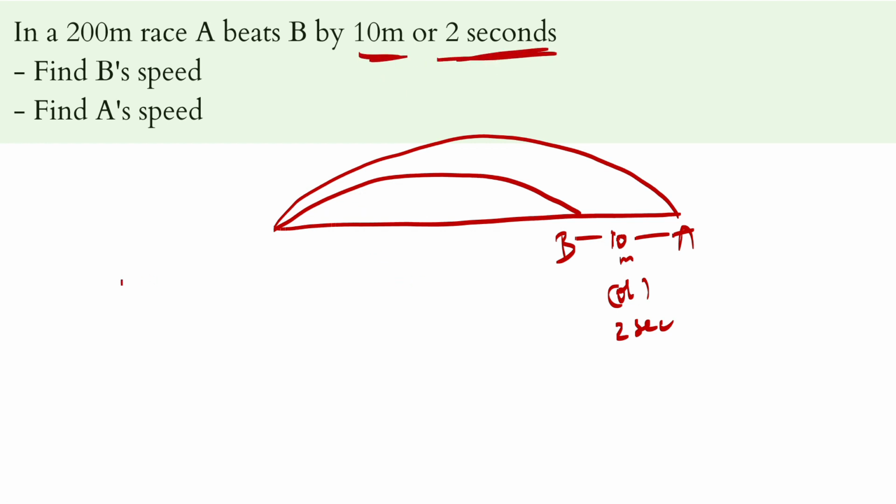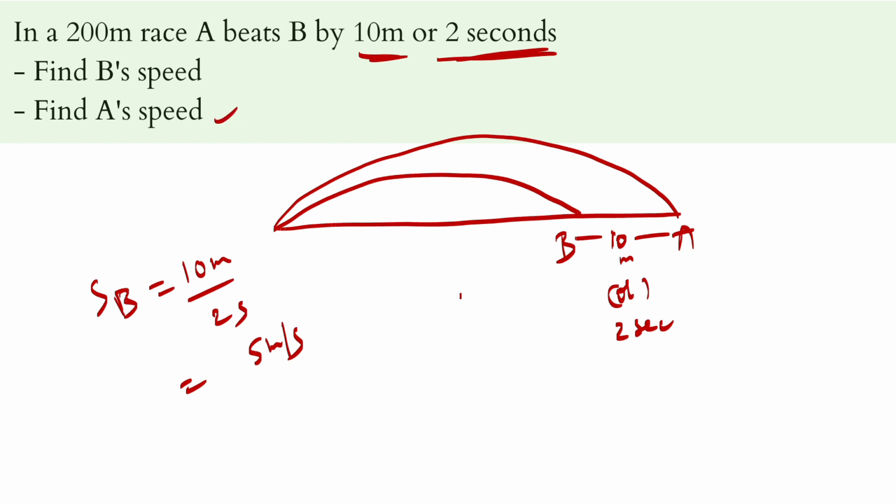Now this helps us in finding out the speed of B in a quick way. So speed of B is equal to the distance by time. So distance is 10 meters and time is 2 seconds. This is equal to 5 meter per second. So 5 meters per second is the speed of B. What about the second one, speed of A?